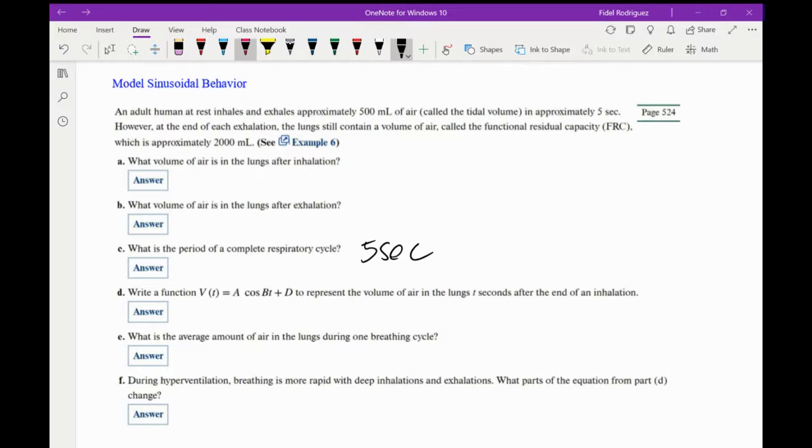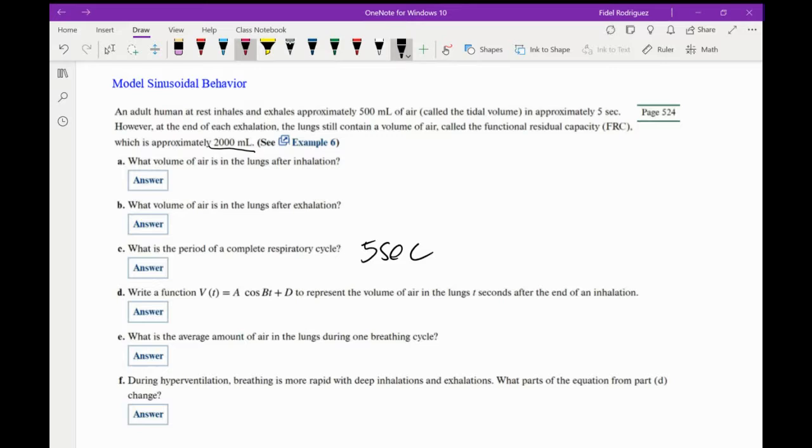Boom, 5 seconds. Okay. It says, however, at the end of each exhalation, the lungs still contain a volume of air called the functional residual capacity, which is approximately 2,000 milliliters. Okay, how much volume of air is in the lungs after exhalation? So I've already exhaled.